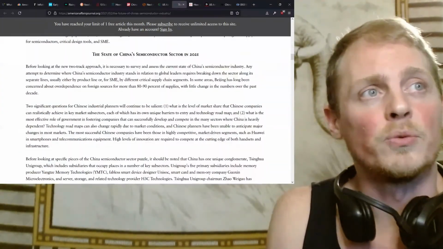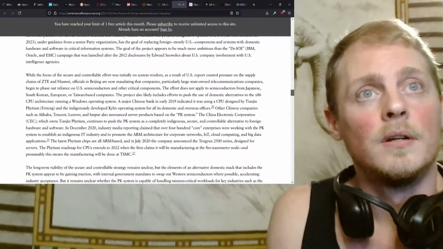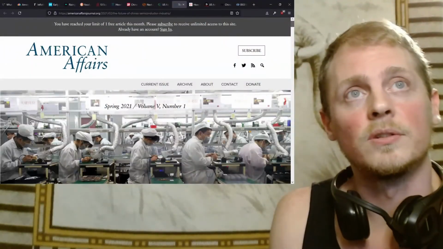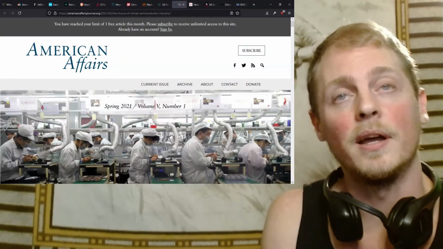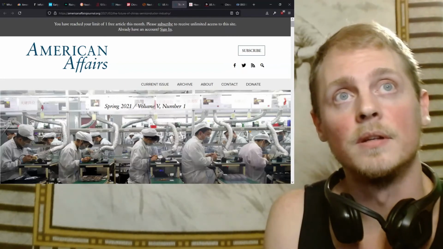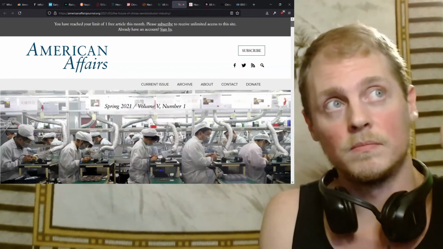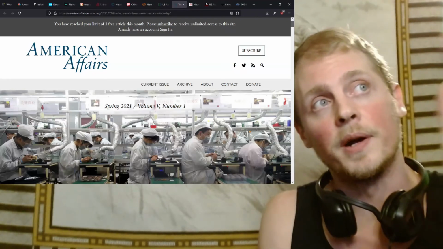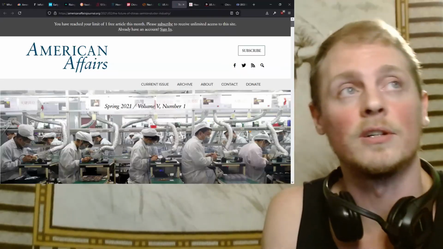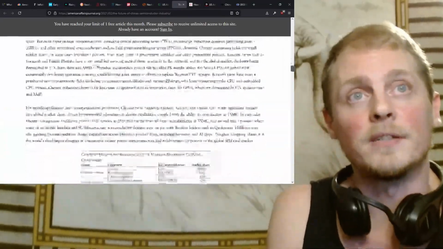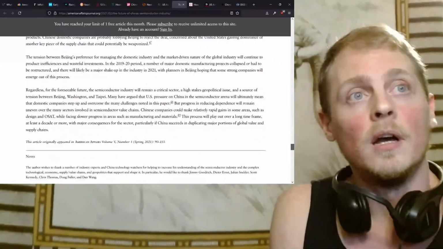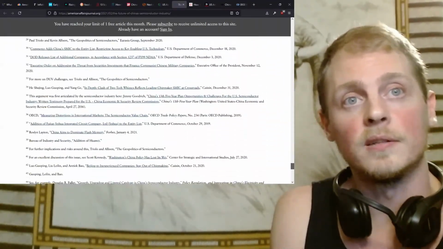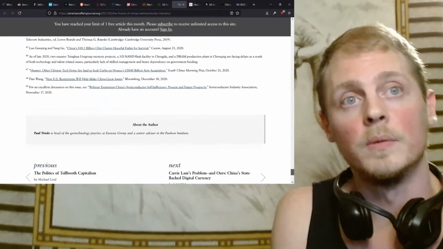One of these pages has really great indexes right here. So if you really want to research what's going on economically and with the supplies of semiconductors and electronics and materials, rare earth materials, where they find all this research, go to this American Affairs and then scroll down and you're going to see a huge index of where they get all this information from. So you can spend hours and hours going through that to your heart's content.